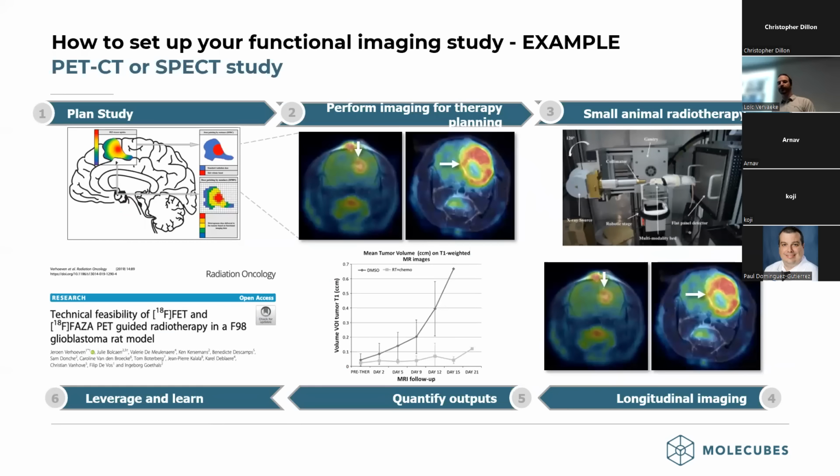Pulling that all together on a very high level, this is what for example, a study could look like. So in the planning of the study, you'd have your animal model where you select what exactly you want to investigate. You can perform the imaging for your therapy planning here on a glioblastoma model imaged here. Perform the specific therapy, in this case, small animal radiotherapy, for example. And then with longitudinal imaging, look at the effects over time and quantify the effects over time.